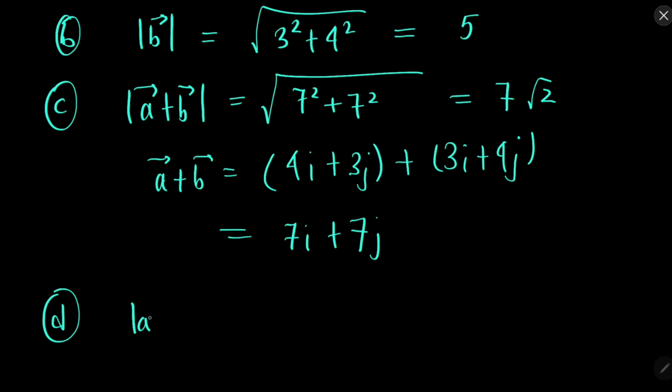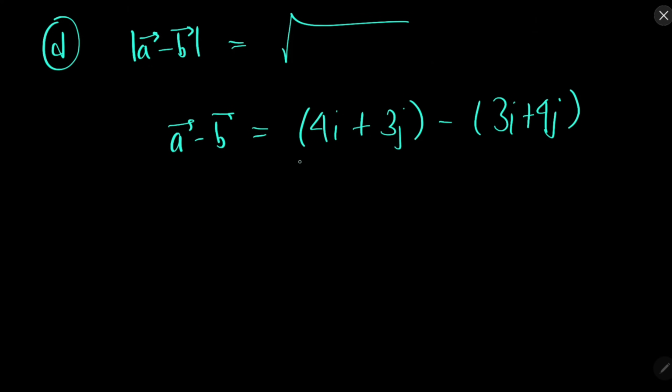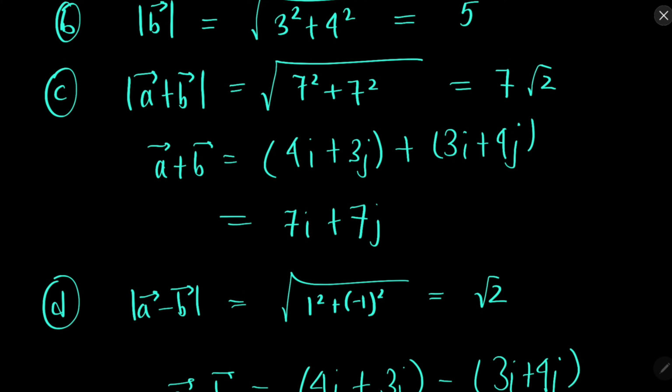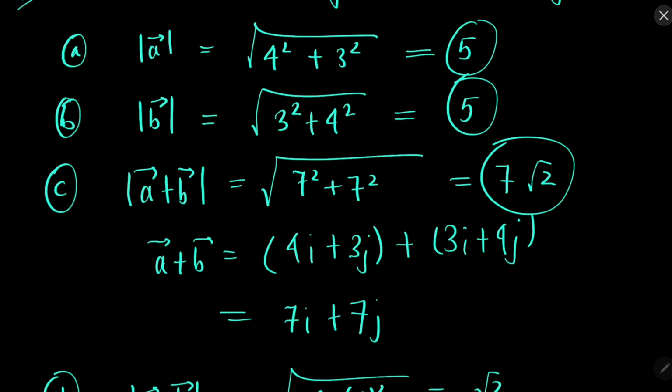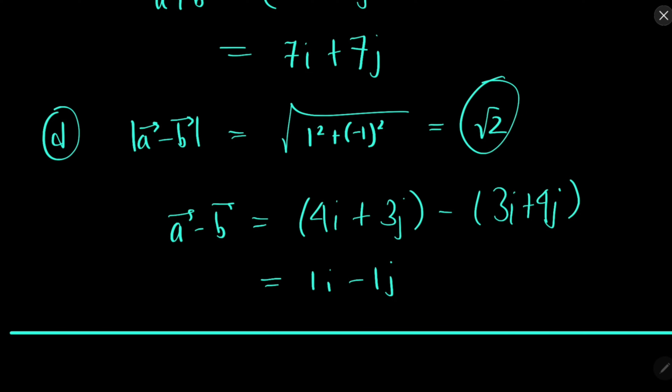And again a minus b, so once you do this, we will have 4i plus 3j minus 3i plus 4j. So it will give us 1i minus 1j. Okay, 1i minus 1j. So it will be 1 square plus minus 1 square, that is root 2. So these are the values: 5, 5, 7 root 2 and only root 2. So this is our question number 4.